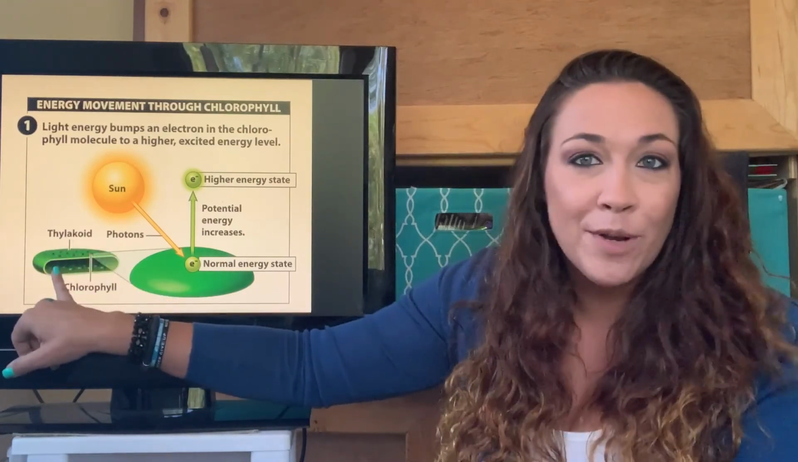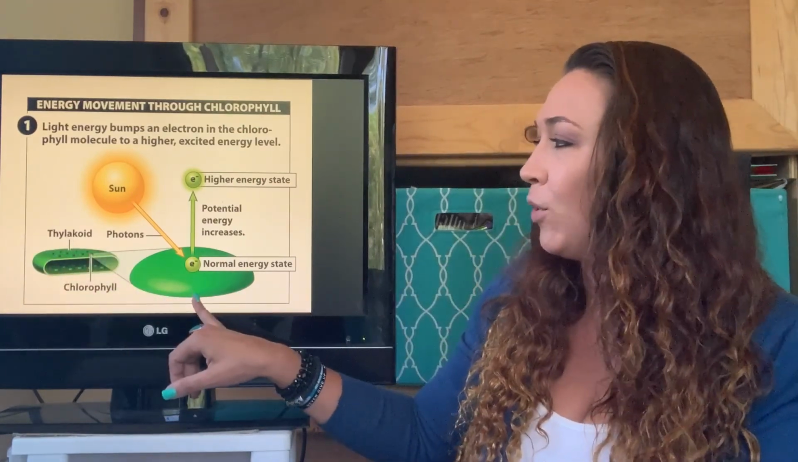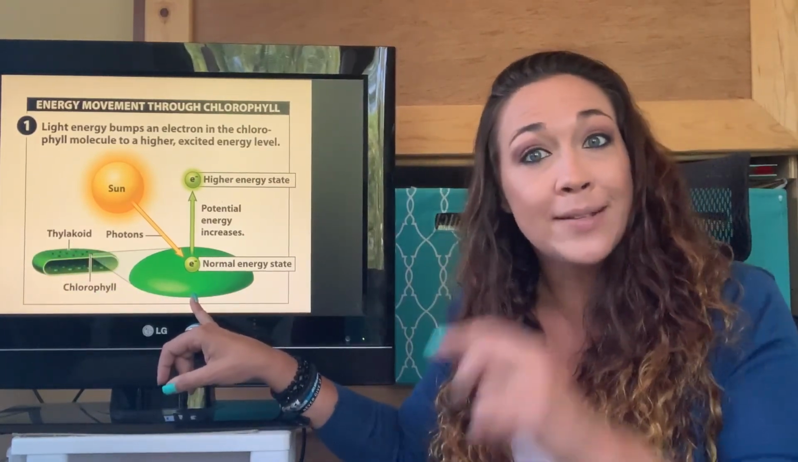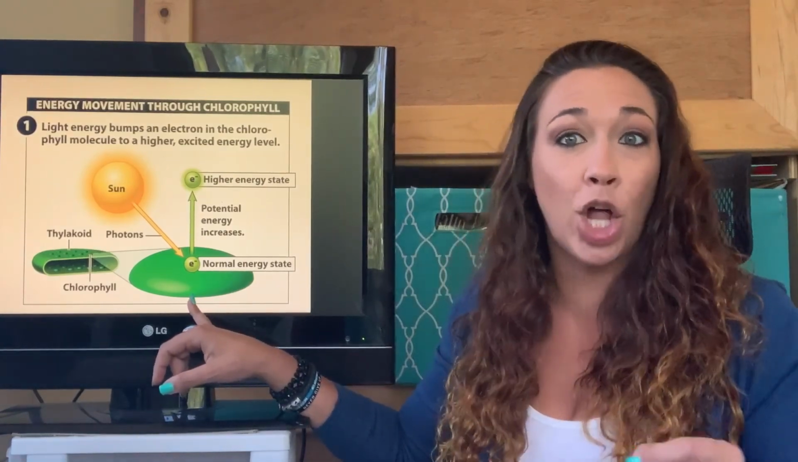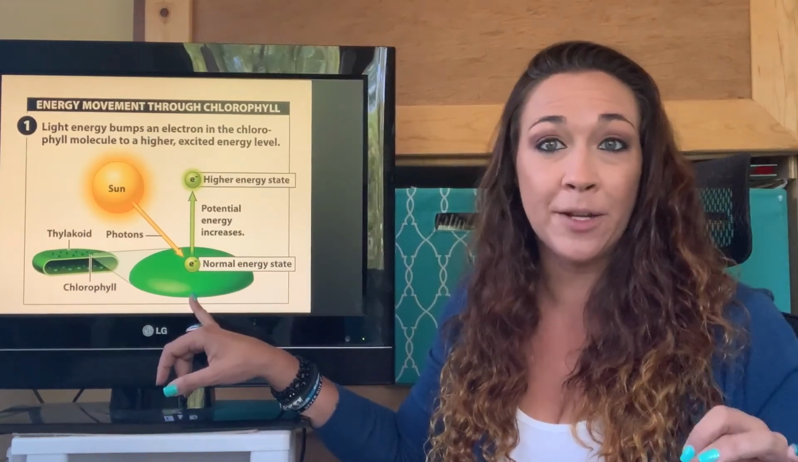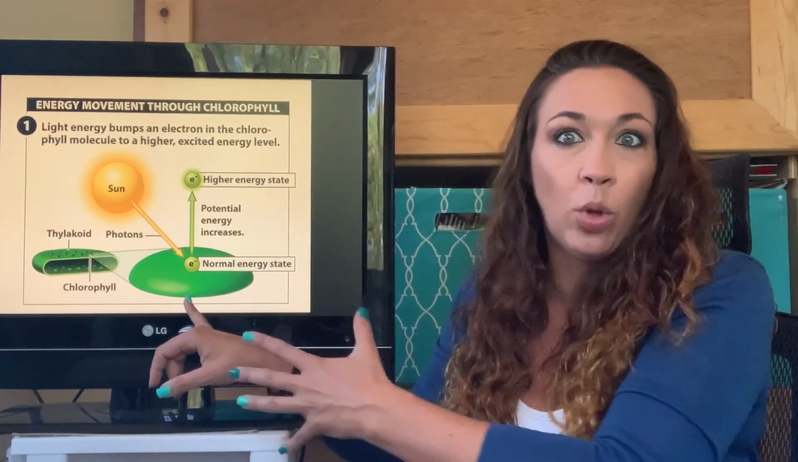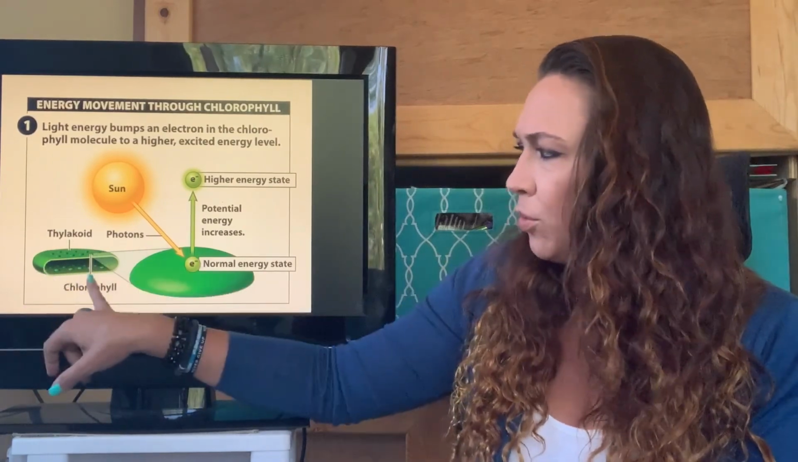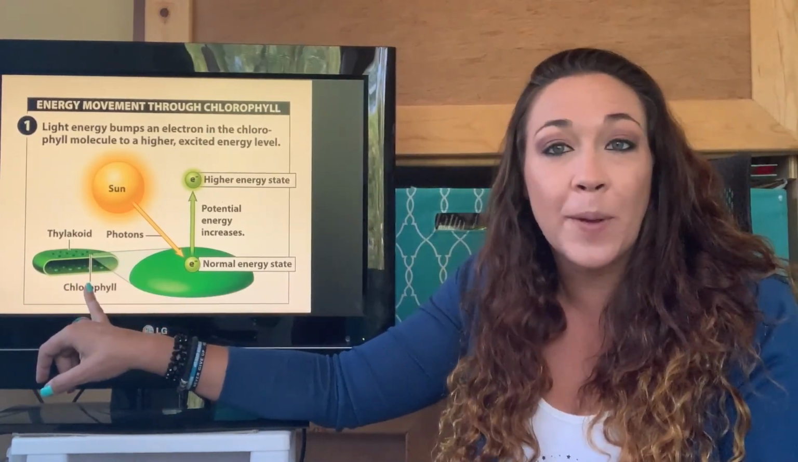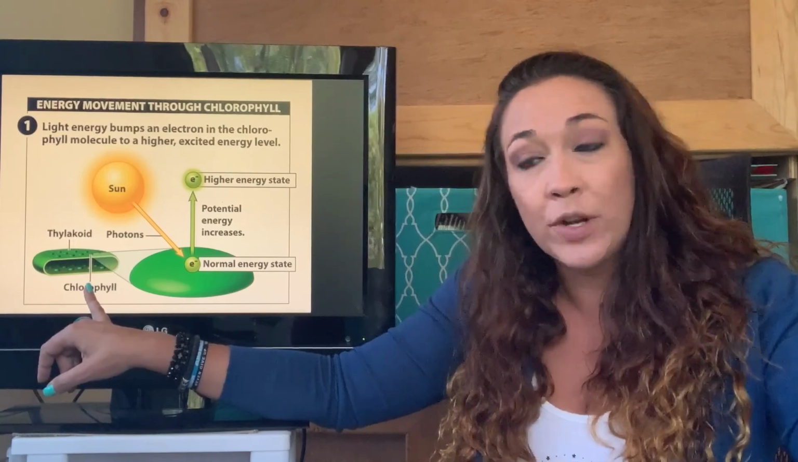So it basically travels here. This is that thylakoid membrane again. Inside the thylakoid membrane is chlorophyll. So inside the chloroplast is chlorophyll. Chlorophyll is the light-absorbing pigment. Okay, so chlorophyll is what makes the plant green. So we can see right here, this chlorophyll absorbs all the different color spectrums of light except green. It reflects off green, right?